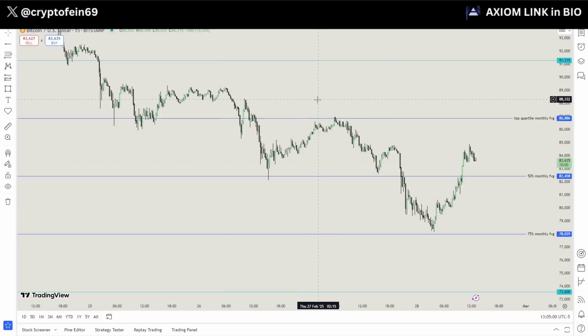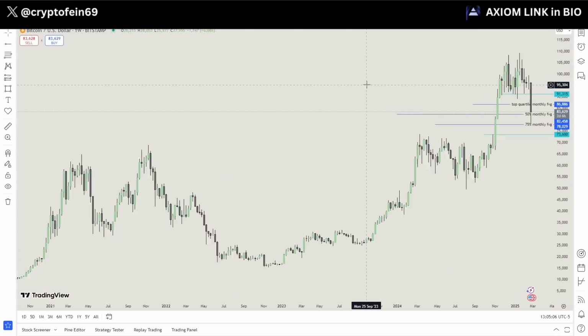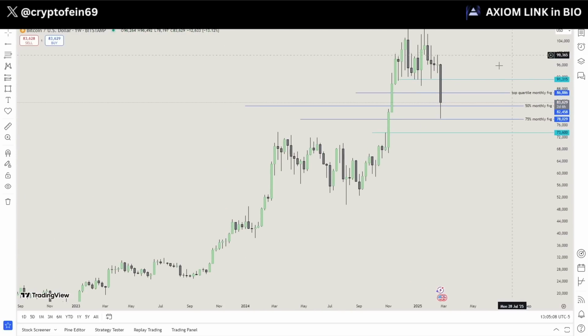But that's how these levels work, man. This is the monthly. You could do the weekly as well. And I'm telling you, trade perps on Hyperliquid, man. Best platform ever.